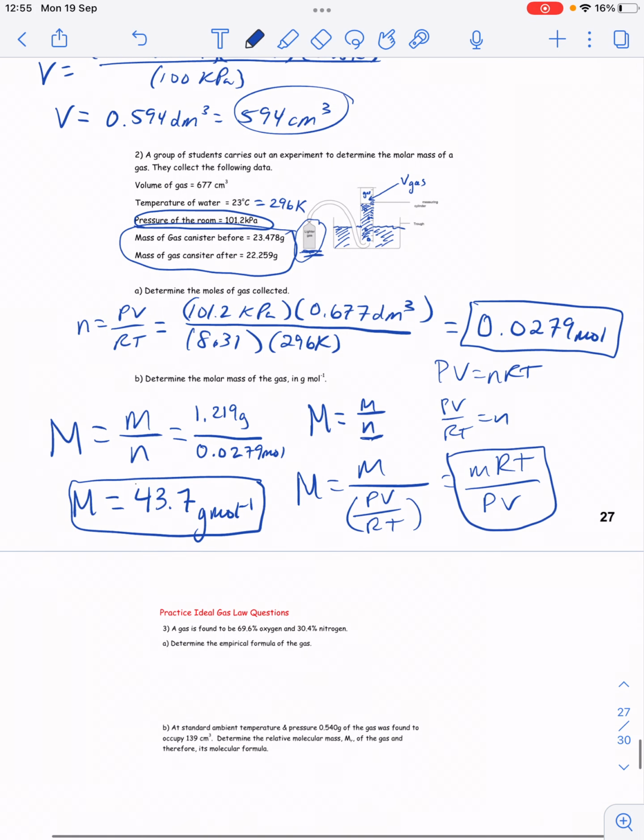So you can do it in two steps. You use the gas law to get you the number of moles, and then you use the mass with those moles to get the molar mass. Or we also could have plugged everything in to this equation right here, and we would have gotten the molar mass in one step.